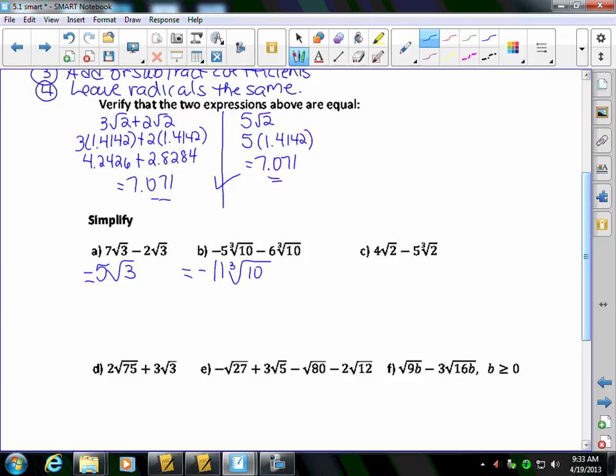C, I have 4 square root 2 minus 5 cube root of 2. These have the same radicand, but they don't have the same index, so they're not like radicals. So that is the answer. You can't do anything else with it unless you changed it to decimal form, and then it's not an exact value anymore, so you don't.